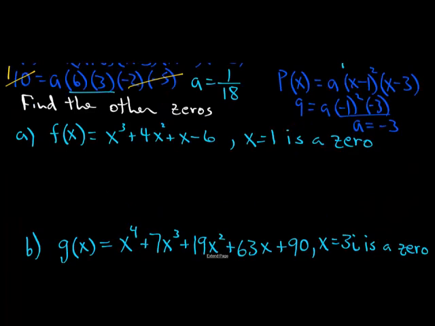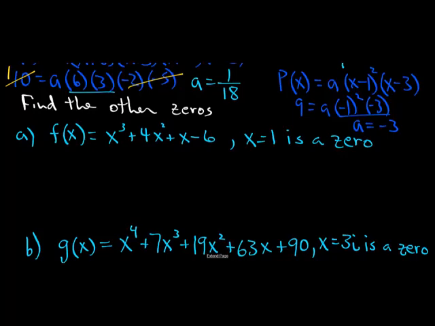Okay, so now here's what we want to do. We want to find the other zeros for a polynomial if we're given one or more of the zeros. So in this first case here, I'm given x cubed plus 4x squared plus x minus 6, and I'm told that x equals 1 is a 0. So you need to find the other zeros.